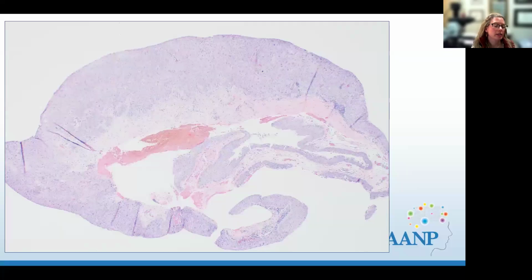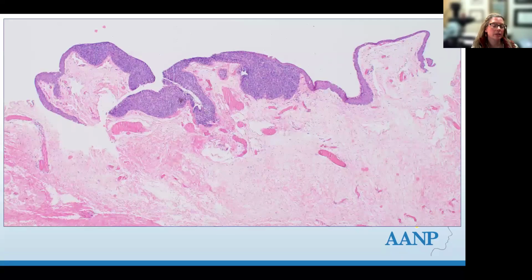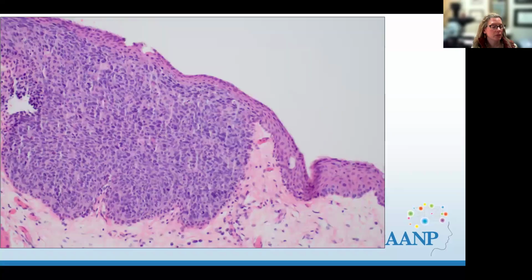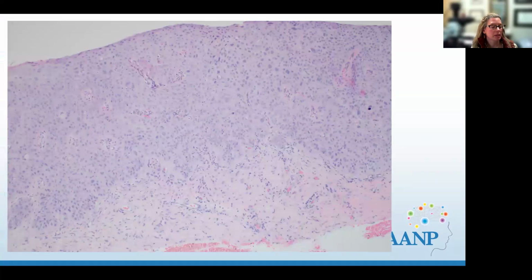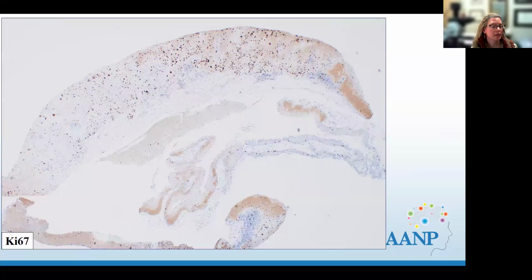All right, so here's a nice example where you see normal conjunctival epithelium, and it just immediately transitions over here into the dysplasia. And so here's a nice example too, where you see the normal epithelium immediately transitioning into the dysplasia. All right, there it is again. And here's a nice example where it's full thickness dysplasia. And there's the Ki67.